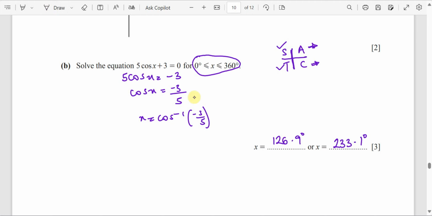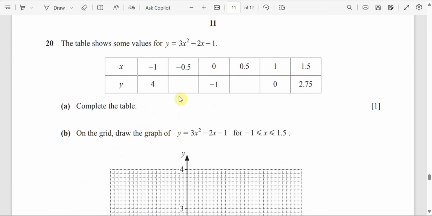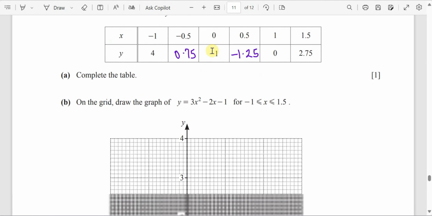All right. So question 20. The table shows some values for y equals 3x squared minus 2x minus 1. The first question is for us to complete the table. So for us to complete the table, you get your calculator and substitute the value of x as minus 0.5. If you do that, you'd get 0.75 here. And then for this part, you get minus 1.25. So we have completed that table.